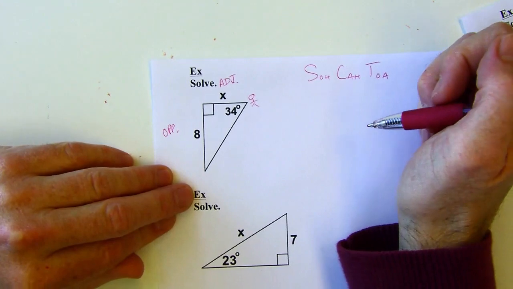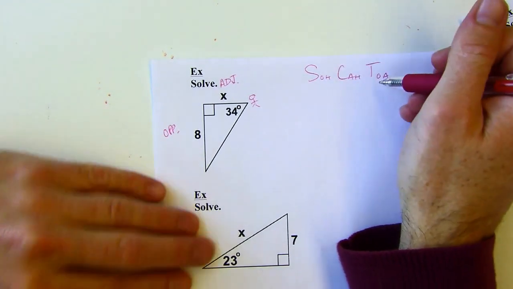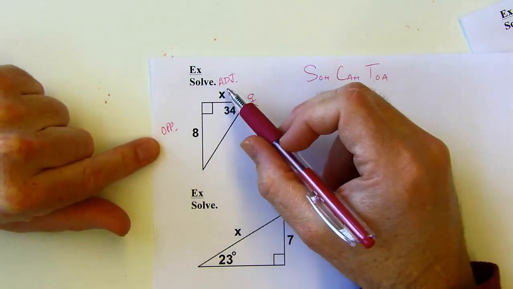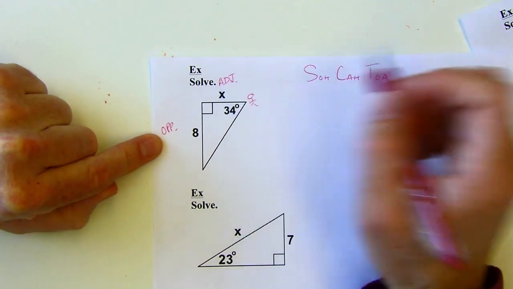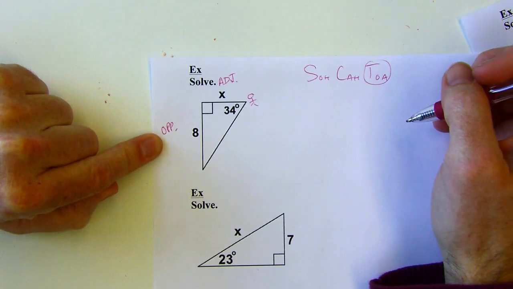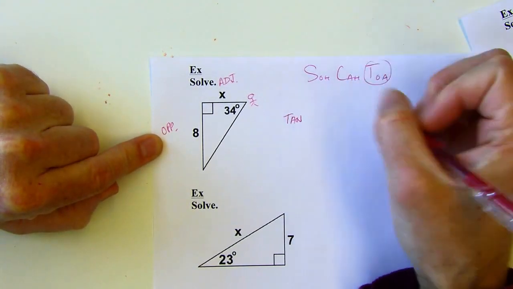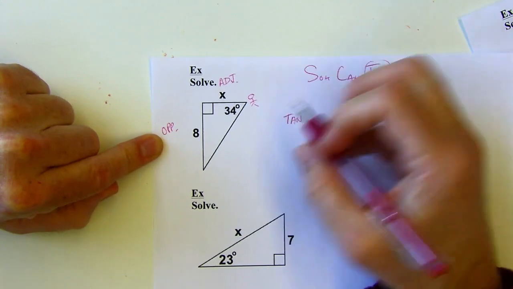Okay, so then I'm going to write a trig ratio from the 34-degree angle. I have a really important decision. Should I use sine, cosine, or tangent? Only one of them is going to work. So I'm going to look for the one that utilizes opposite leg and adjacent leg. That's the tangent, right?